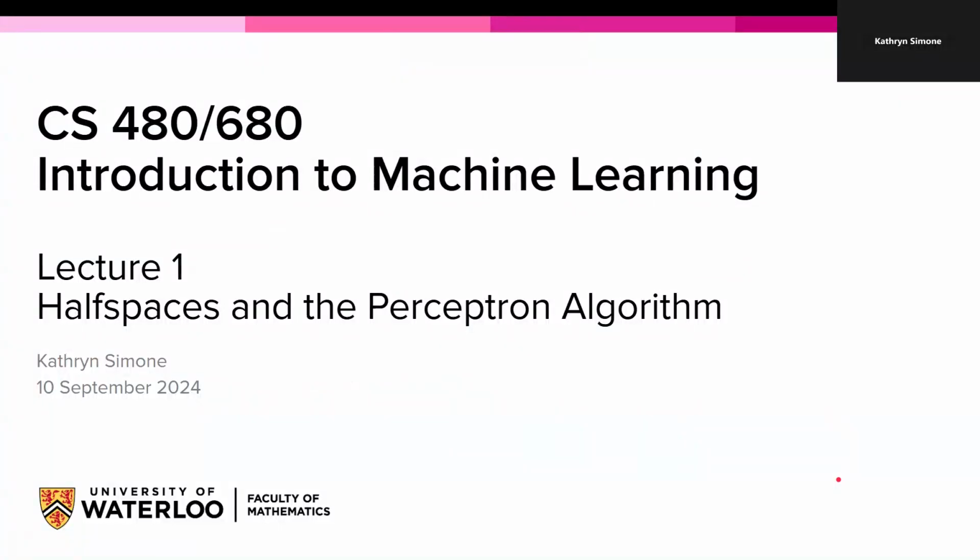Welcome back. So this is our first technical lecture of the course. Today, we're going to be talking about half spaces and the perceptron algorithm. These concepts are fundamental to machine learning, and we'll see how they apply to the very common problem of classification.